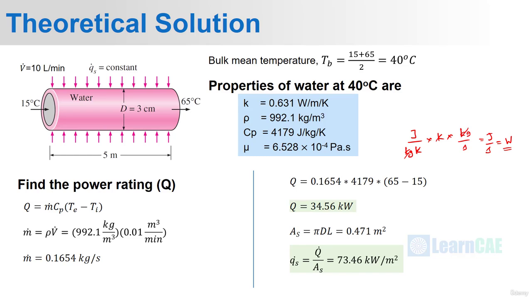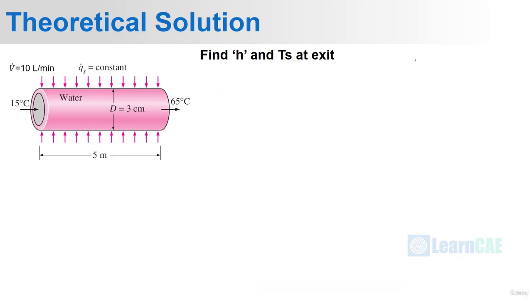We have calculated the net heat transfer rate and the heat flux. Next, we have to find out the convective heat transfer coefficient h and the exit surface temperature Ts. We know that the exit temperature is 60 degrees Celsius. This is the bulk mean temperature at the exit. For example, if you assume the temperature is constant throughout the exit face, then it will be 60 degrees Celsius.